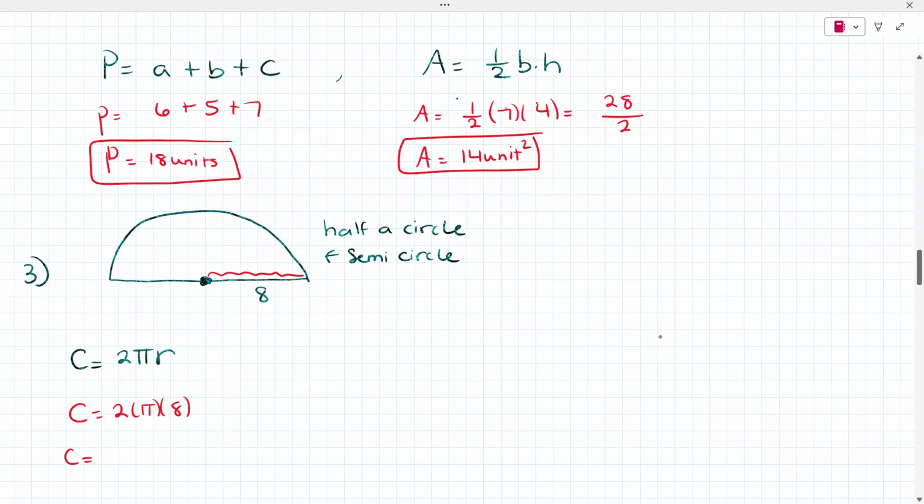That's 16. But do you see the problem? We're not dealing with the full circle. So if we're not dealing with the full circle, we have to divide this by 2. So that gets rid of this 2. So it's really just 8 times pi, just 8 pi.